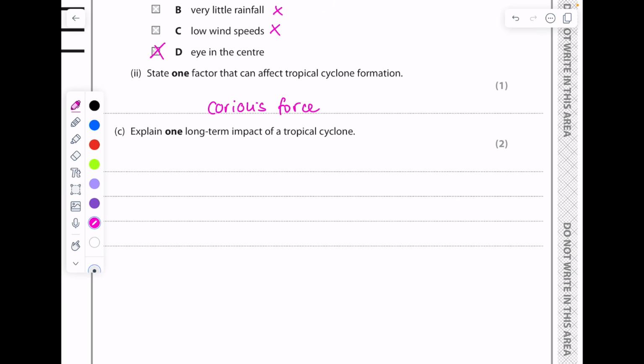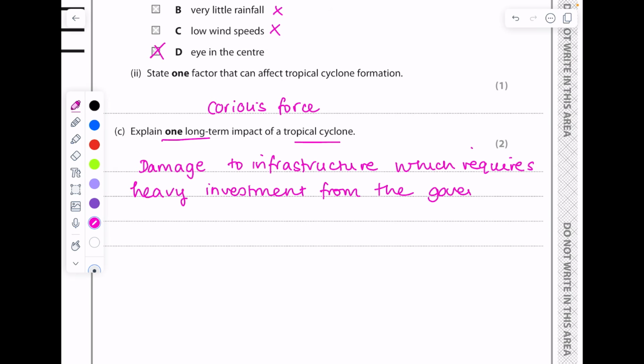Explain one long-term impact of a tropical cyclone. So anything sensible here. Let's just talk about damage to infrastructure caused by the very high winds, which requires heavy investment from the government to fix. You could have also mentioned people's homes are destroyed, leading to homelessness and therefore the development of makeshift settlements.